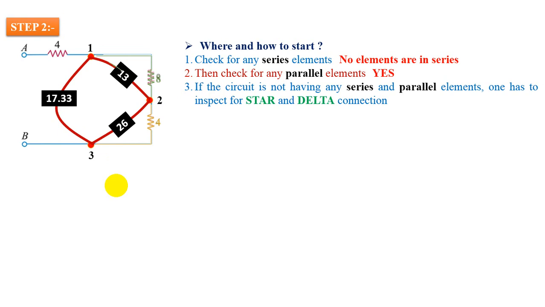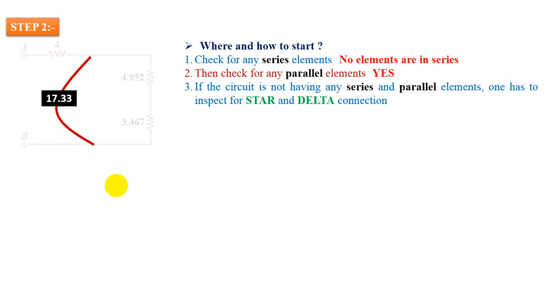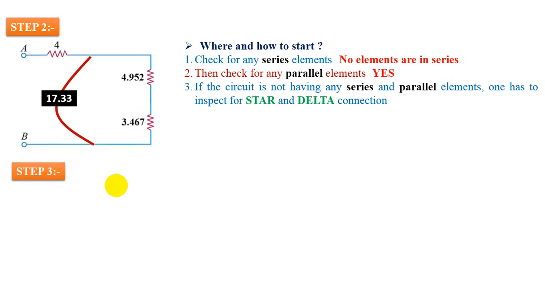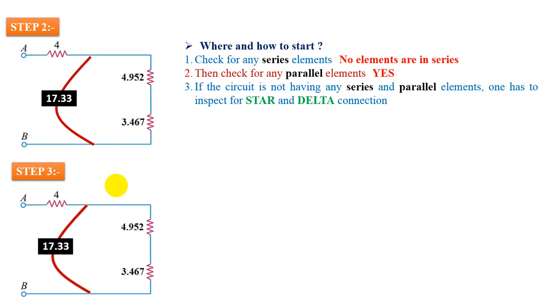I hope you know how to convert the parallel elements. It is 13 into 8 by 13 plus 8, and 26 into 4 by 26 plus 4. You get the answers as 4.952 and 3.467. So now we have converted the parallel elements. Then what do we do? Step 3. From this you have to apply step 3.